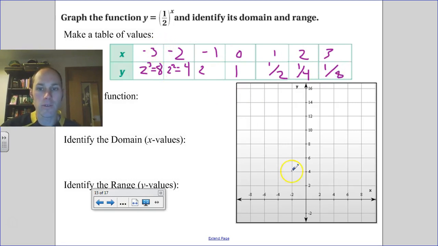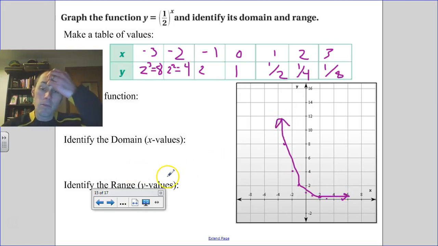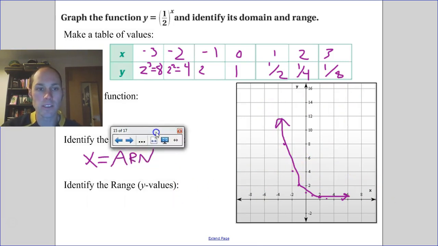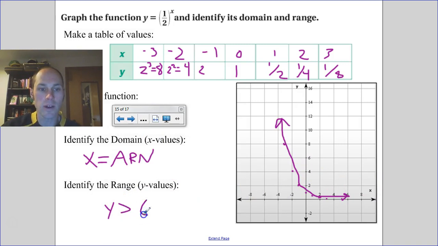Plot those points down: -3, 8; -2, 4; -1, 2; 0, 1; 1, 1/2; 2, 1/4; 3, 1/8. Notice as we connect these with a smooth curve, it stays above the y-axis. Our domain still remains all real numbers, but notice that the graph has changed. With a growth function, we were starting small as we look left to right and increasing. Here we're decreasing left to right. That's why it's known as a decay function. Notice our range is still greater than 0.